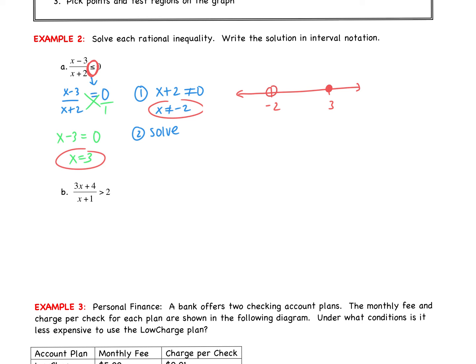Now we need some test points. I'm going to test 0, 4, and -3. We only have one option. You're going to go back to the original inequality. That's where you have to plug in. So we have x minus 3 over x plus 2 is less than or equal to 0. So if I plug in -3, I get -3 minus 3, which is -6. And -3 plus 2 is -1. So I get 6 is less than or equal to 0, which is false.